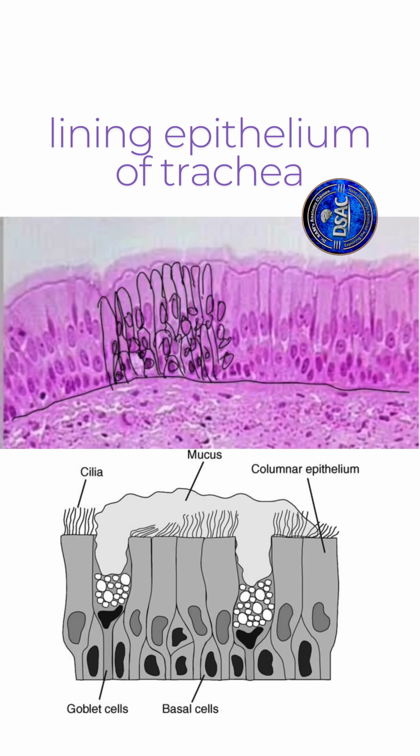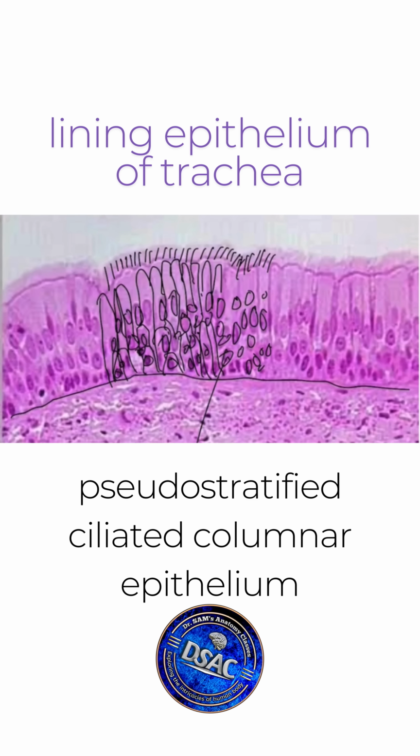So these cells, they're all touching the basement membrane, and onto the surface you also appreciate that there is the cilia lining here. So these are all columnar cells, but they are of varying heights, so the nuclei appear stratified, right? The appearance of nuclei at different levels gives it a stratified appearance. That's why this epithelium is called pseudostratified ciliated columnar epithelium.